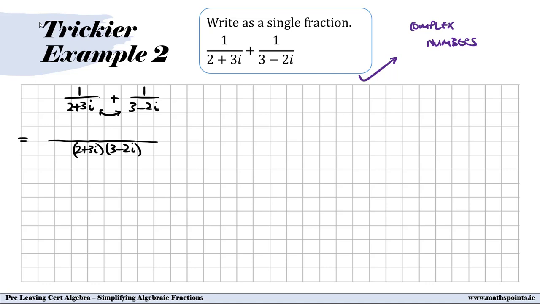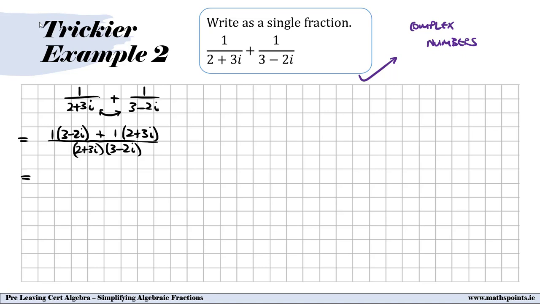I know that if I multiply those two terms together, well then each of those terms will have to divide evenly into that term. So 2 plus 3i, if I divide that into 2 plus 3i on 3 minus 2i, I get 3 minus 2i. And so I'm going to have to multiply the 1, the numerator, by 3 minus 2i to make it an equivalent fraction. Plus, if I divide 3 minus 2i into 2 plus 3i on 3 minus 2i, I get 2 plus 3i, which means I have to multiply the numerator, 1, by 2 plus 3i to make it an equivalent fraction.